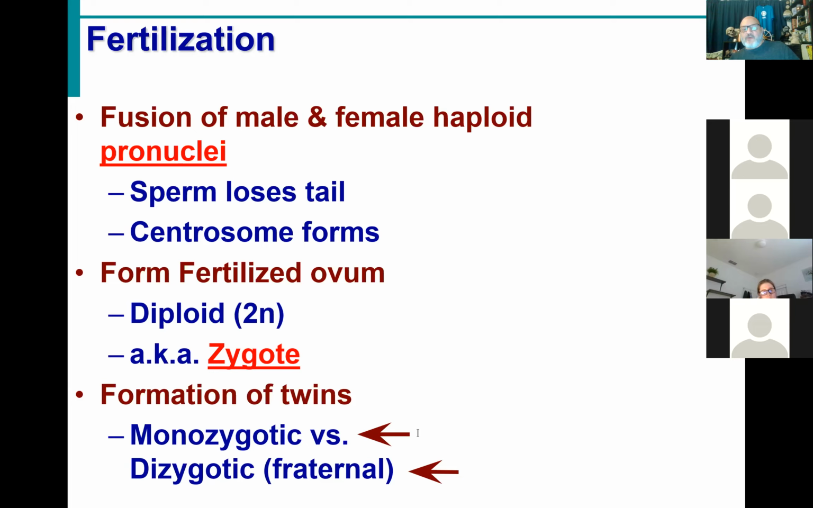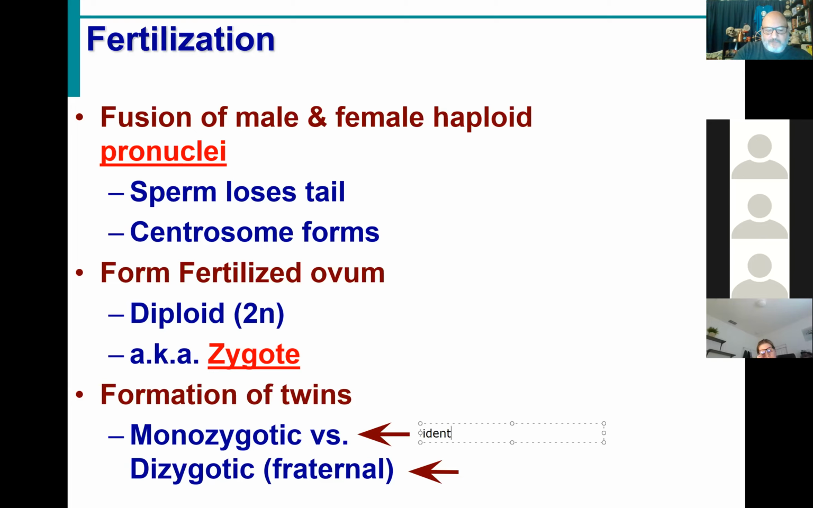What are monozygotic twins also known as? Identical twins. And what's the difference between the 2 types of twins? The identical twins come from the same zygote, and then fraternals are 2 different zygotes. Absolutely. With identical or monozygotic twins, we have one egg, one sperm, one zygote.